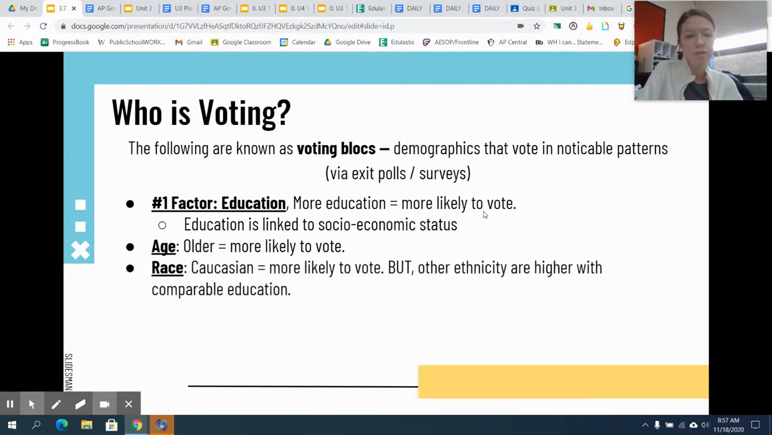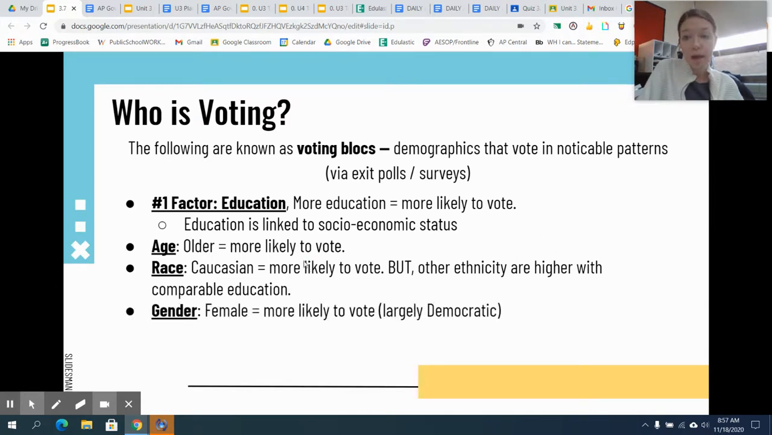In terms of race, Caucasians, whites are more likely to vote than minorities. And we did see a switch in that in 2008 and 2012 with African Americans, but Caucasians are much more likely to vote. But other ethnicities are higher with comparable education. So the education factor does increase the likelihood of voting.